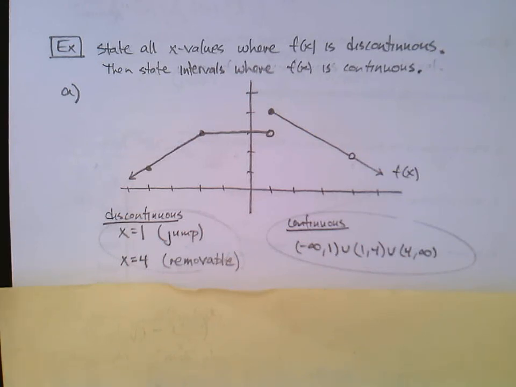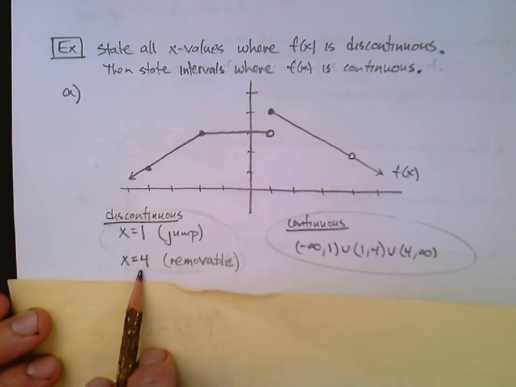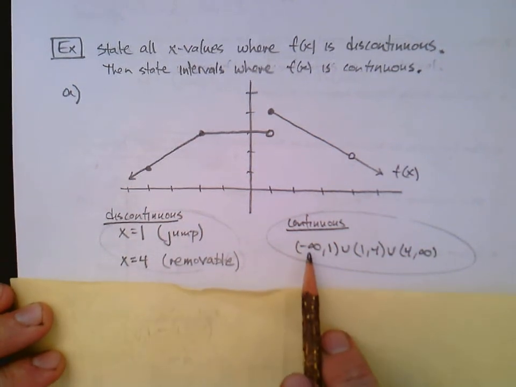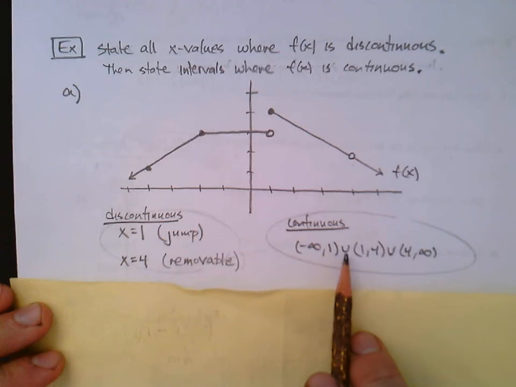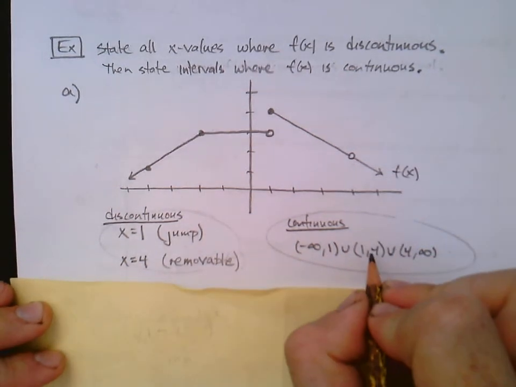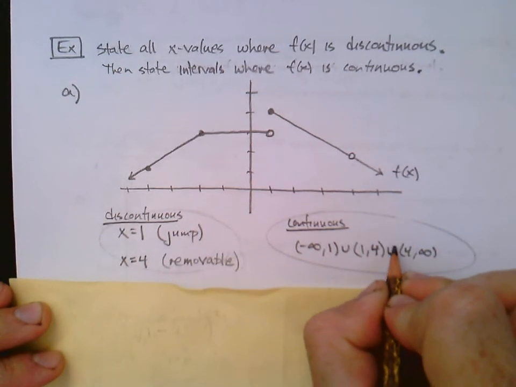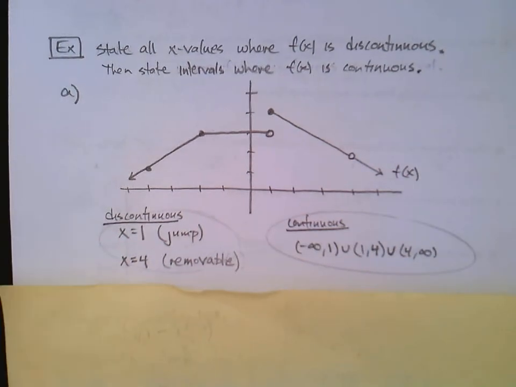Now then, if we wanted to state the intervals where the function is continuous, then we'll use interval notation, and we'll just be sure to jump over 1 and 4. So we might say negative infinity to 1, union 1 to 4, union 4 to infinity. So we're just skipping over those two moments at 1 and 4. But it is continuous everywhere else.